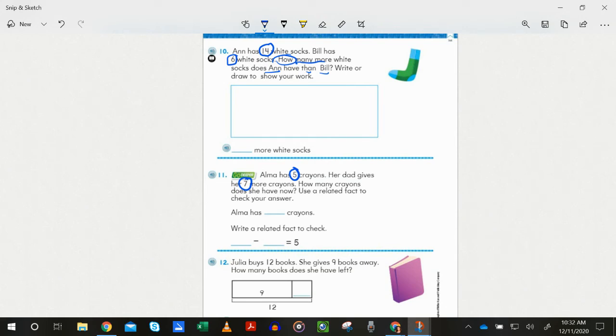I'll read that one more time. Alma has 5 crayons. Her dad gives her 7 more crayons. Ooh, there's another clue. More. How many crayons does she have now? Use a related fact to check your answer.